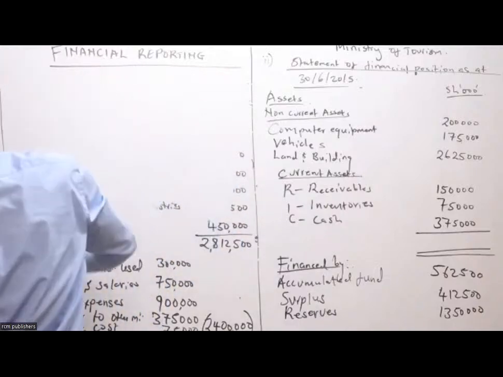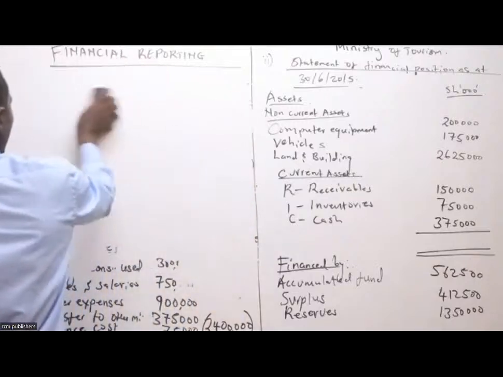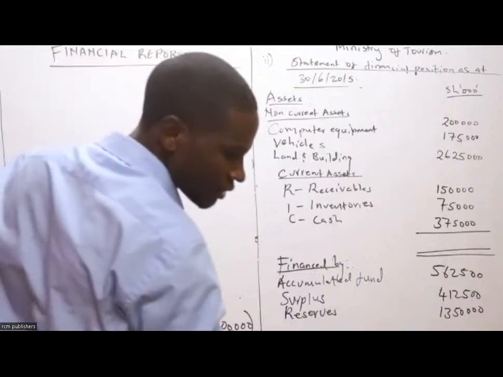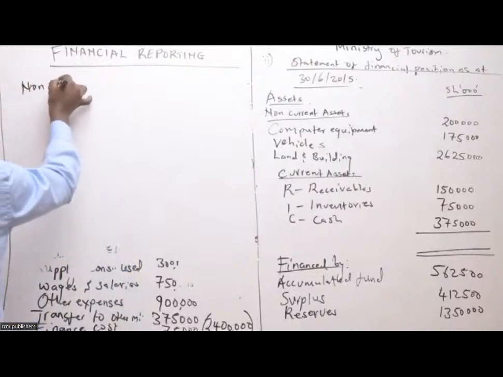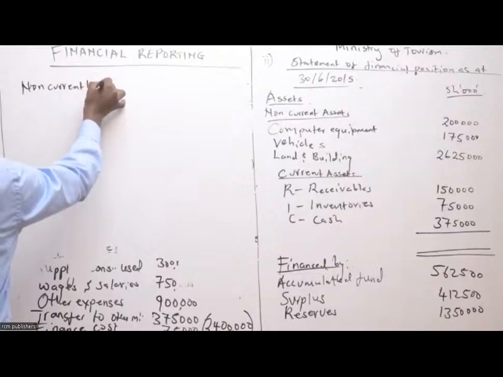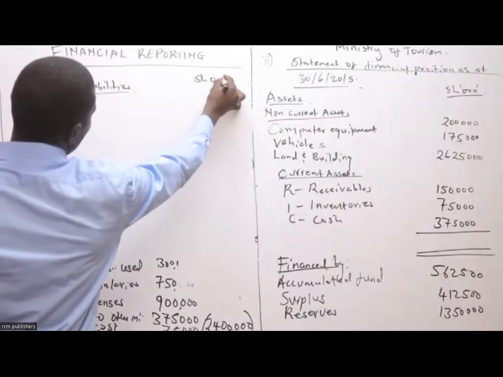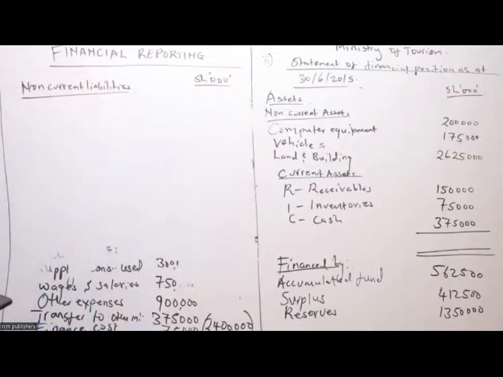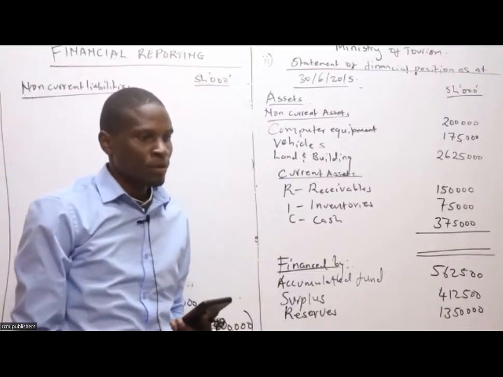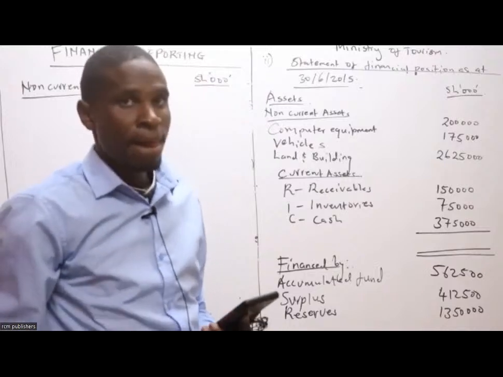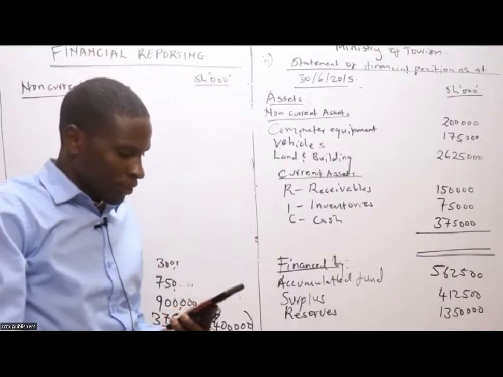Non-current liability. Can you tell me some of the items that are building up this non-current liability? Shillings are in thousand. Never forget. Give me one of the non-current liabilities that you can see from the question. Just look at the item.